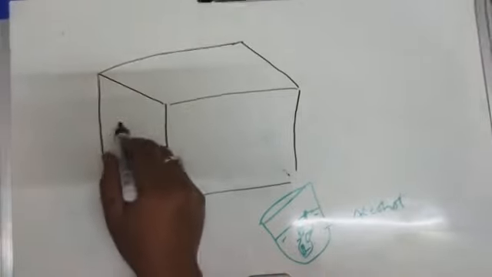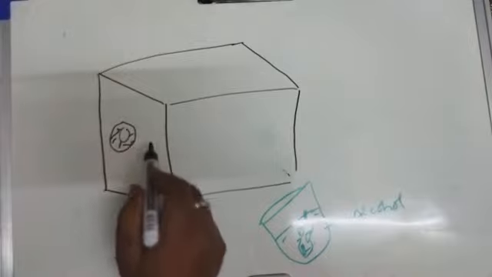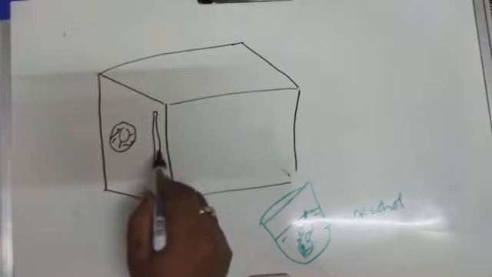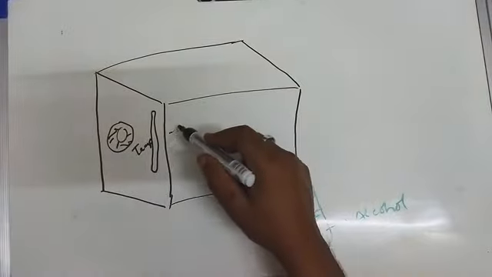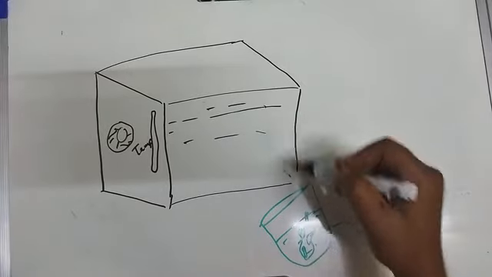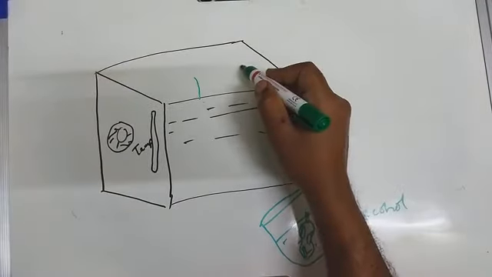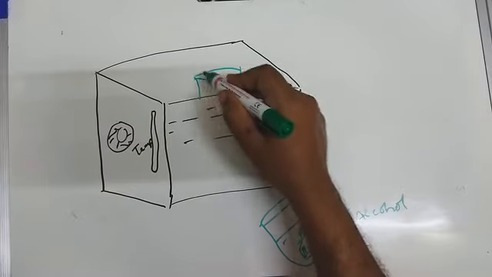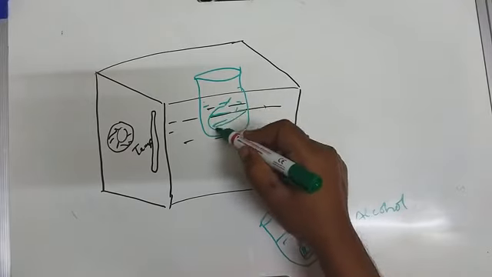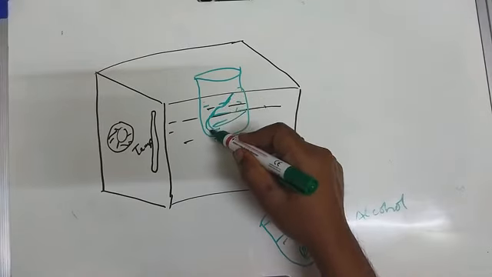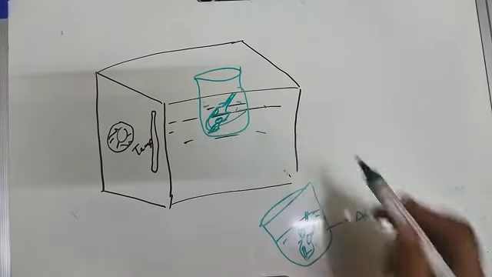Here some knobs will be there with which you can increase or decrease the temperature. Here water will be present. You keep this beaker in this water bath. In this beaker, what is present? Alcohol is present, and in that you have kept your leaf.